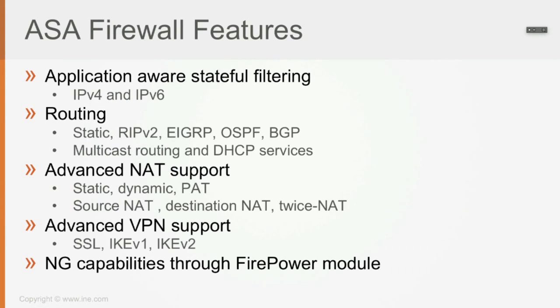That's called double NAT or twice NAT. Advanced VPN support. It supports pretty much all kinds of VPNs: SSL VPNs, IKEv1 VPNs, IKEv2 VPNs, and it also has next generation capabilities through the use of the Firepower module, which is the SourceFire solution. That's why in the data sheets we are seeing the next generation IPS and AVC filtering in there. It was the Firepower capabilities in there.